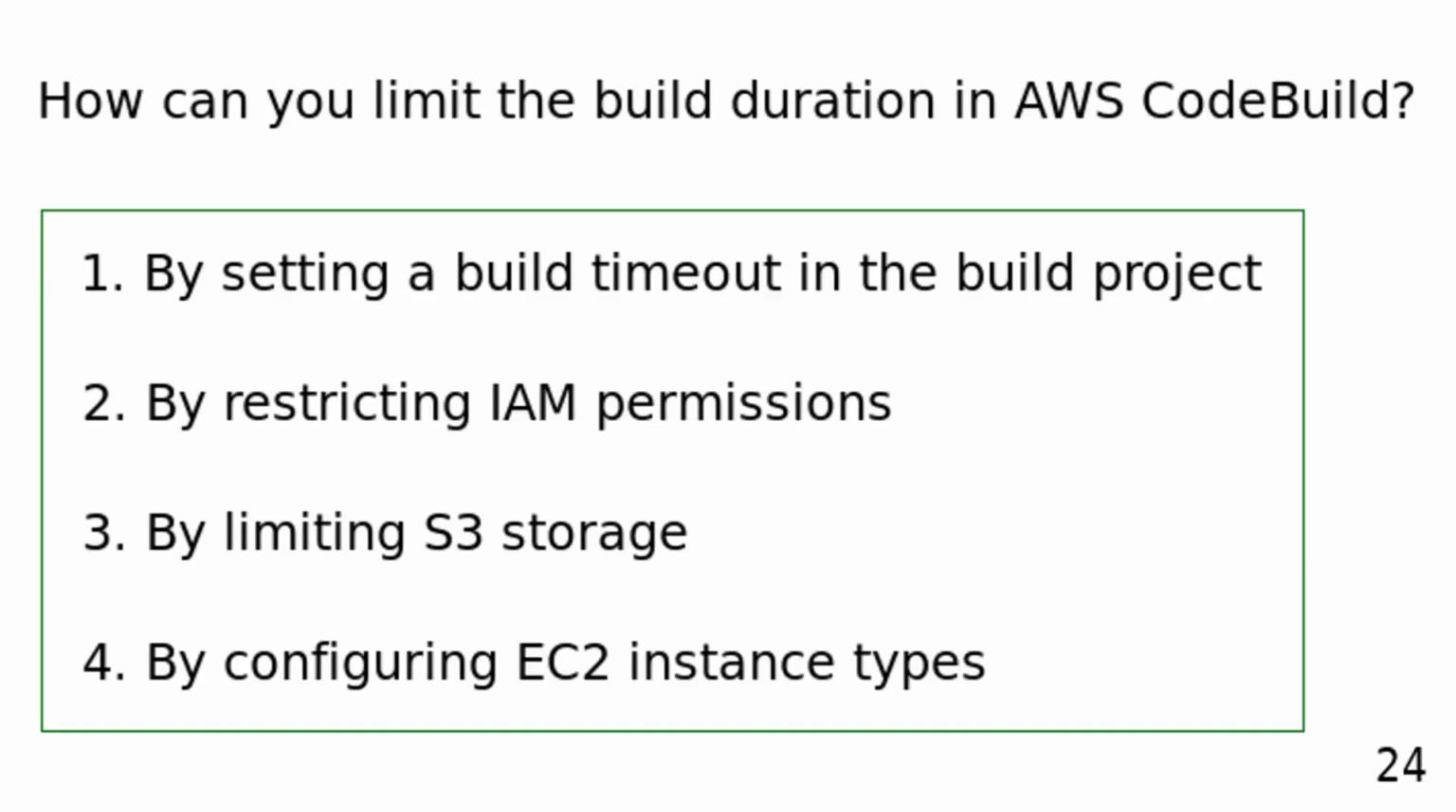How can you limit the build duration in AWS CodeBuild? By setting a build timeout in the build project. By restricting IAM permissions. By limiting S3 storage. By configuring EC2 instance types.